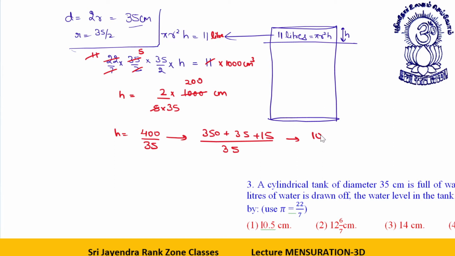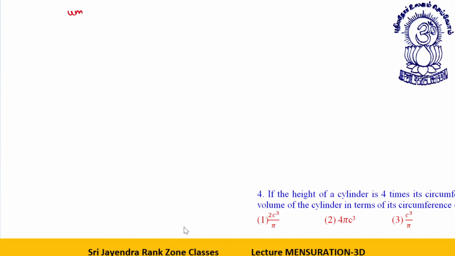Okay, next one. The height of a cylinder is 4 times its circumference. The volume of the cylinder in terms of circumference C is what? Given height is equal to 4 times the circumference, or 4 into 2 pi r. So far everything is basic. H is equal to 4 into 2 pi r.